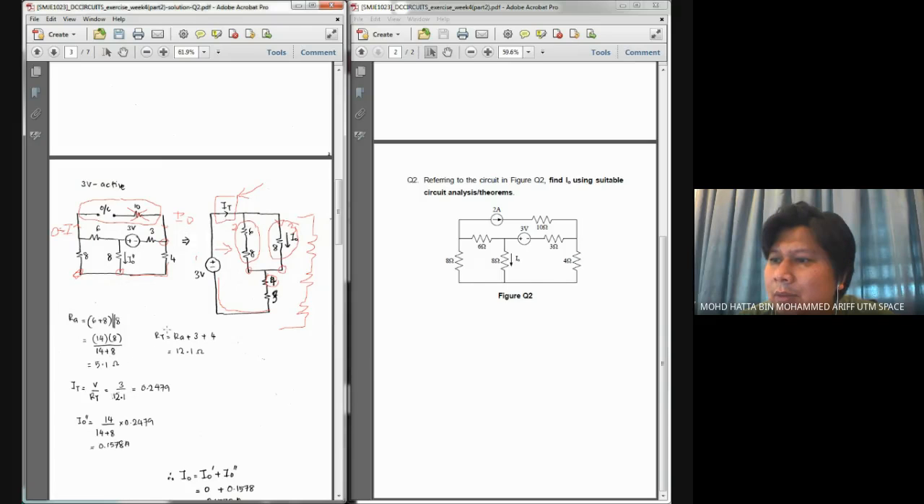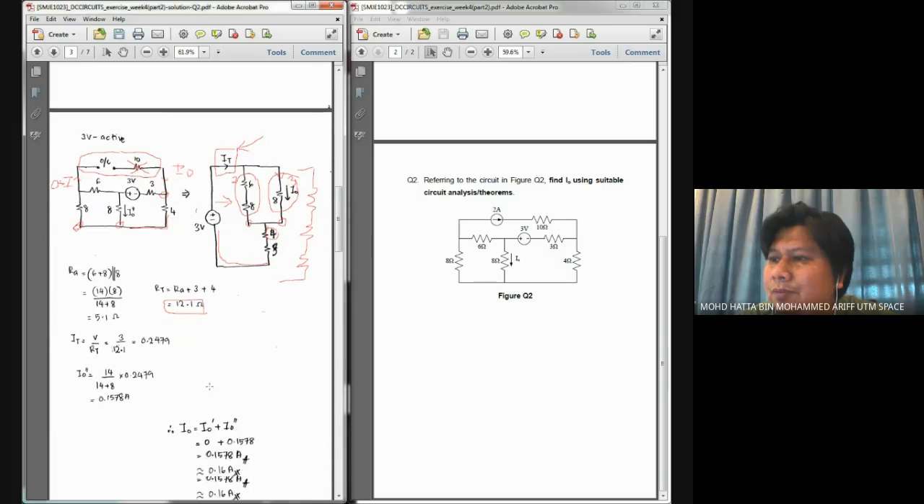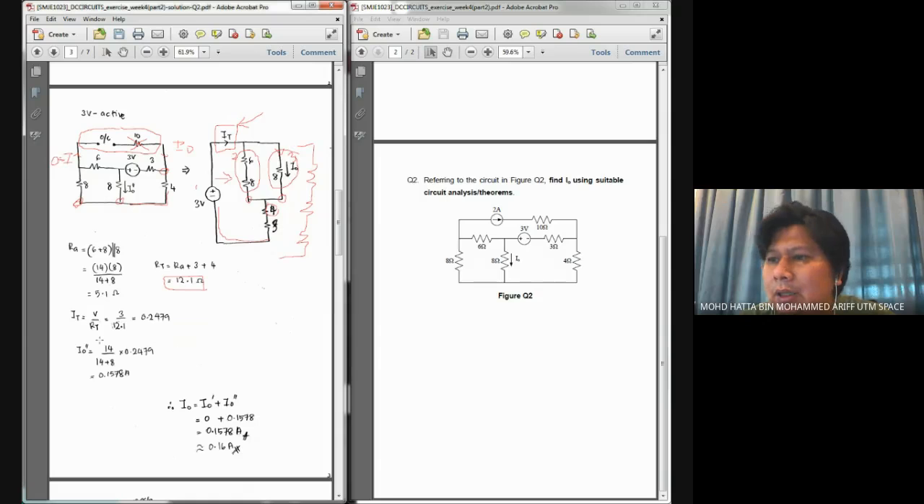And to get my R total means that RA plus 3 plus 4, and finally I will get my R total. And later on, to get my I total, I just use voltage from the source divided by the total resistance. Here, the voltage is 3 volts divided by 12. It's 0.2479 ampere. I also missed the unit over here. It should be 0.2479 ampere.